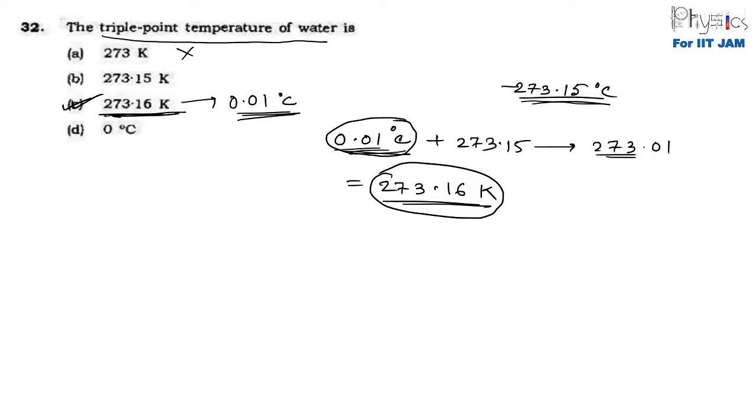Now tell me, is it clear to you now, everyone? And Shagoto and Shakti's answers are correct. It is option C, 273.16 Kelvin. No doubt, right guys? Okay, so let's go to the next question.